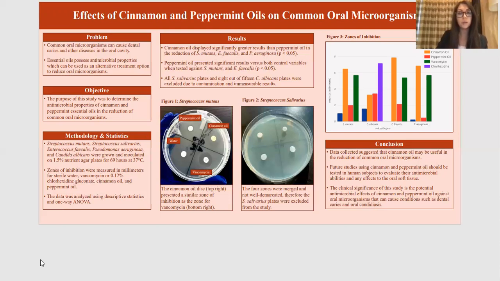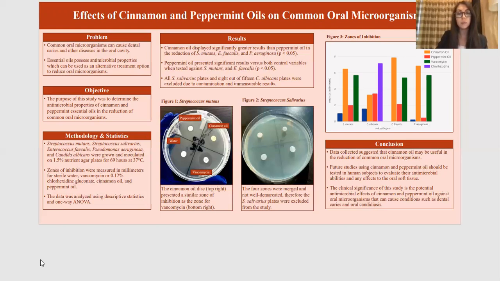Each section was then treated with cinnamon oil, peppermint oil, and the negative and positive control variables, water and chlorhexidine for C. albicans, and water and vancomycin for the 4 other microorganisms. The oils and control variables were added to the plate using sterile paper discs, while the vancomycin already came in disc form. Both essential oils were pure oils from the same brand. Once the treatment was added to the plates, they were incubated for 69 hours at 37 degrees Celsius.